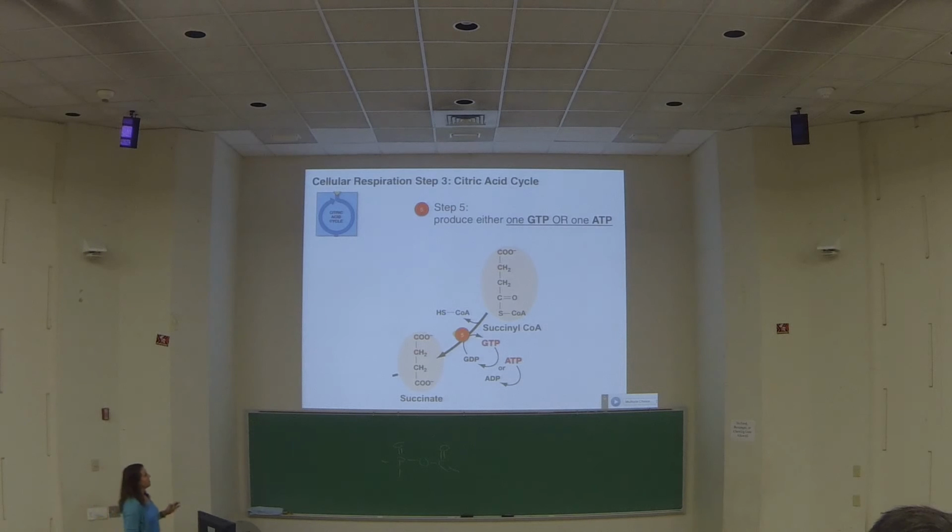All right, so we're going from succinyl-CoA to succinate. Step 5, we produce either GTP or ATP by substrate level phosphorylation. So we put that phosphate onto the substrate first.